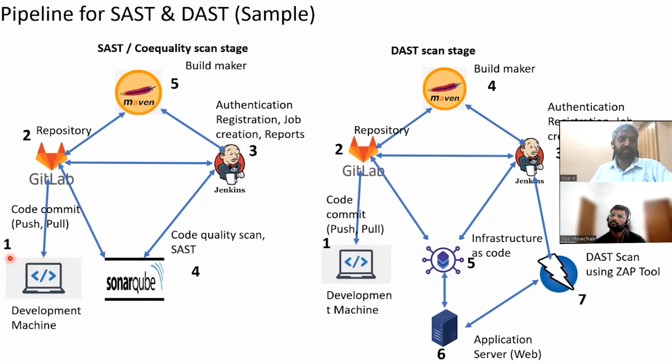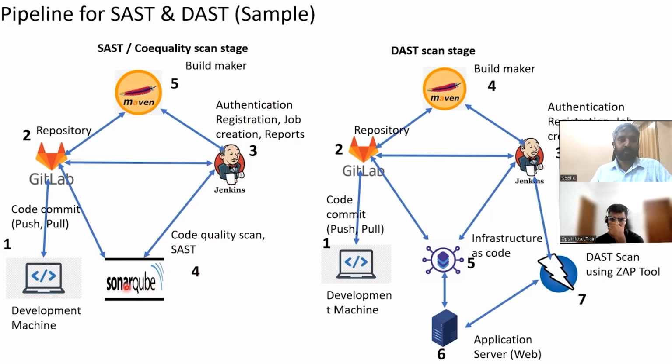That is why I have given the sequence numbers. One is the first step. Second step, it will be stored in the GitLab repository. Third step, we need to create the pipelines. To create the pipeline, the authentication, registration, token configurations, job creations, and report creations we need to do in the pipeline configuration. Fourth one, we need to install SonarQube and do the required configurations: token creation, token authentication and all, we need to do with the Jenkins pipeline. This is the fourth step.